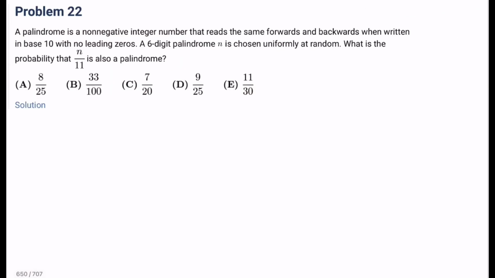Number 22. A palindrome is a non-negative integer that reads the same forwards and backwards when written in base 10 with no leading zeros. A 6-digit palindrome N is chosen uniformly at random. What is the probability that N over 11 is also a palindrome?